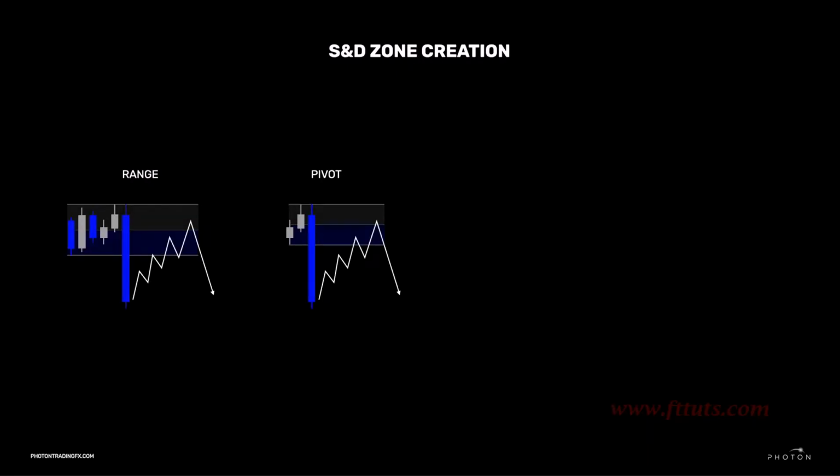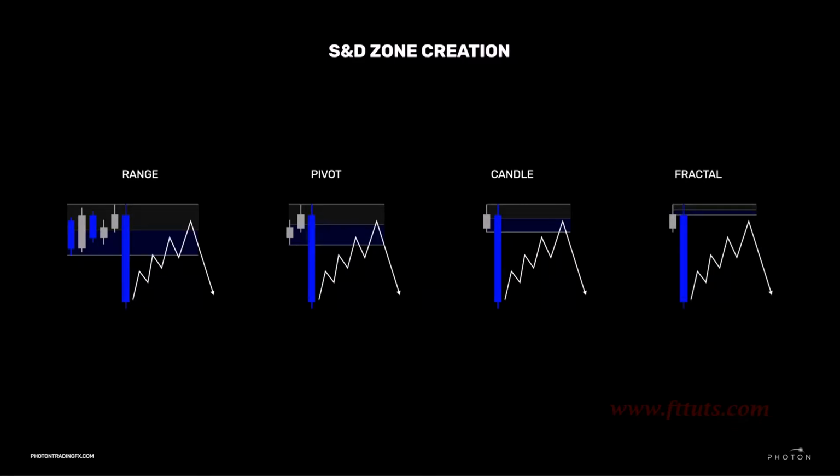So again, just to quickly summarize, we have two main types of zones, either range created or pivot created supply and demand. Range and pivot are essentially your two main types of zones, but a pivot created zone can also be just one candle, so it doesn't have to be multiple candles. And you can also have what is called a fractal zone. We'll talk about these fractal zones in a lot more depth in just a minute, but essentially you are refining the candle to just the wick, as this will be a zone on a lower time frame.